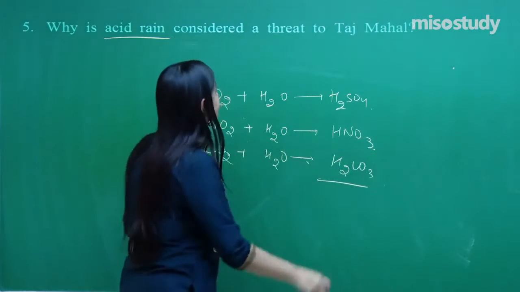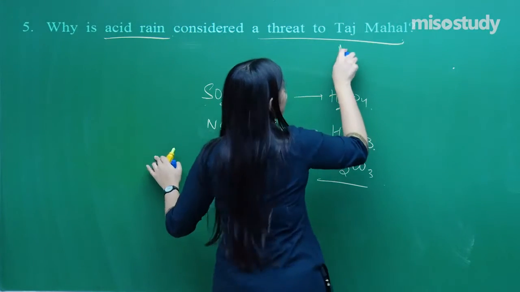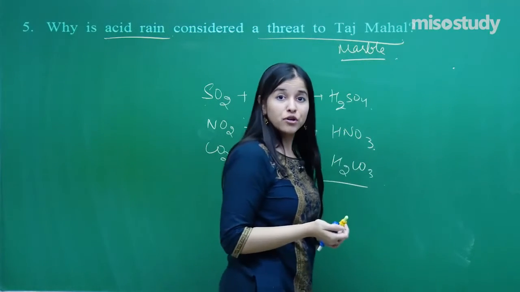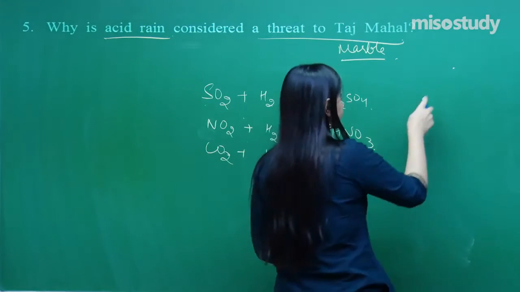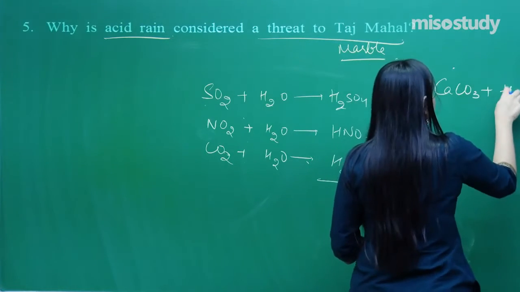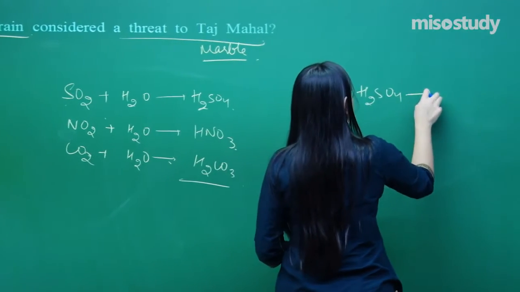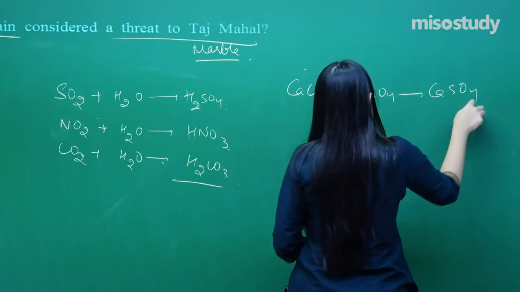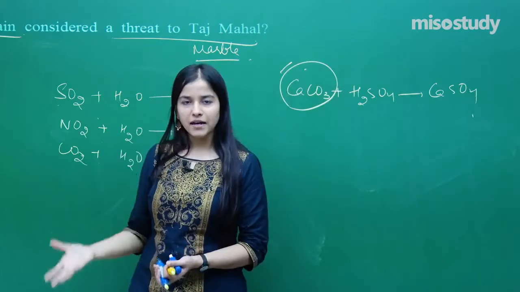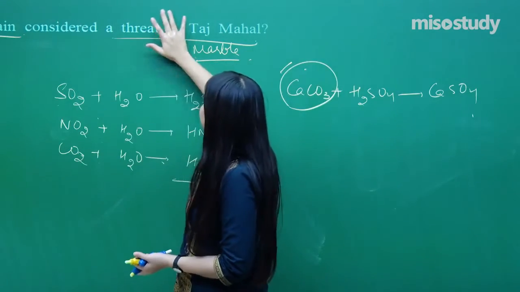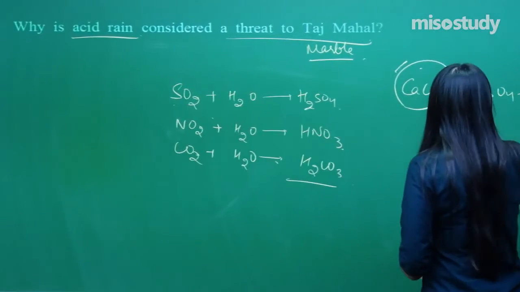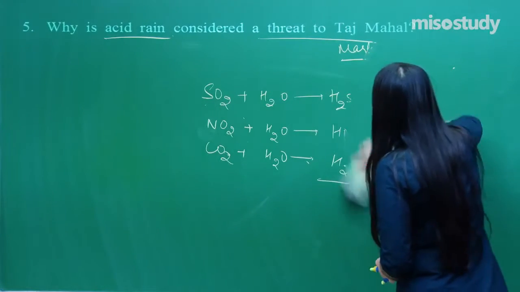Now what happens is, the Taj Mahal is made up of marble, right? Its quality is degrading because of the acid rain which is falling over it. See here, marble is nothing but calcium carbonate. If H2SO4 reacts with it, we get CaSO4, the degradation of the marble, right? And thereby it is again a threat to the Taj Mahal. Clear? Okay, I hope everybody is clear with the idea.